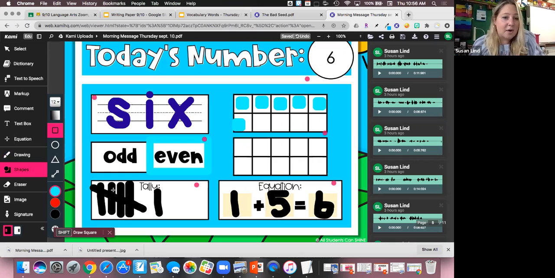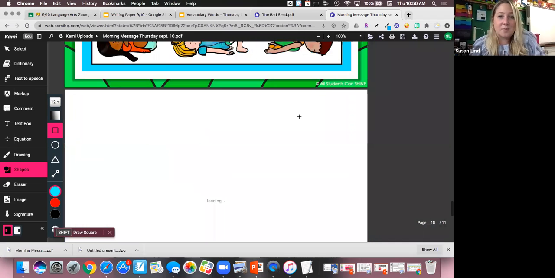And then our tally marks. This tally mark looks like this because it represents 5. 1, 2, 3, 4, 5. And then we put a 6. An equation that we did was 1 plus 5 equals 6. So this is a new page, number of the day. And then your warm-ups.